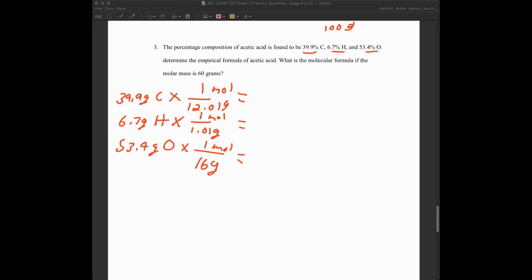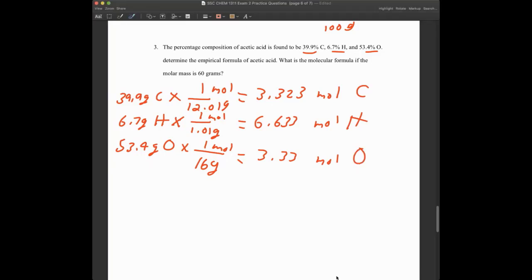Just pulling up my calculator, the numbers I get are approximately 3.323 moles of C, right? And then we have 6.633 moles of H, and then we have approximately 3.33 moles of O. Does anyone have any questions on how I got these numbers?